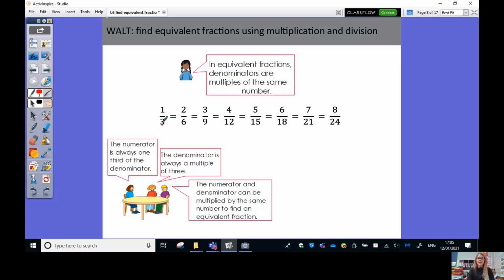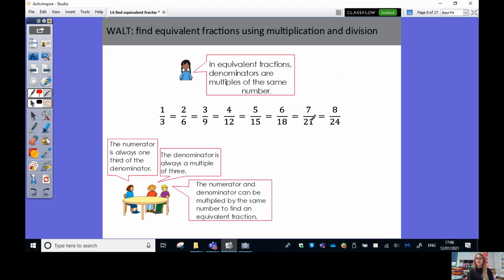So let's have a look if we can see that pattern. So we've got 3, 6, 9, 12, 15, 18, 21, 24. And similarly, we have the numbers on the numerator going up in ones. 1, 2, 3, 4, 5, 6, 7, and 8. So what the children are saying now is the numerator is always 1/3 of the denominator. So 2 can be divided into 6 3 times. 2, 4, 6. 3 can be divided into 9 3 times. 3, 6, 9.